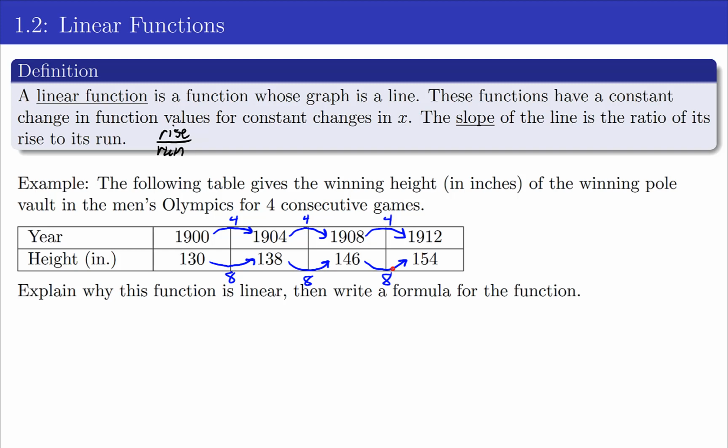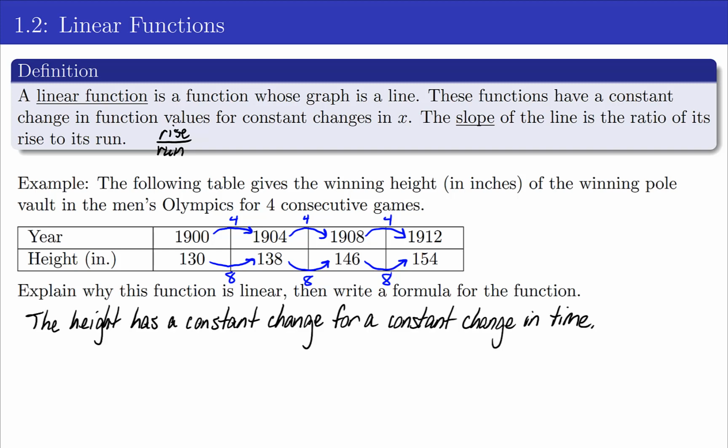Now why is this linear? Because every constant change in x gives you a constant change in y. So that's why this function is linear. The height has a constant change for a constant change in time. Now to write a formula for this, let's give these things names. Let's let the height be h, and for t, we will let it be the number of years after 1900.